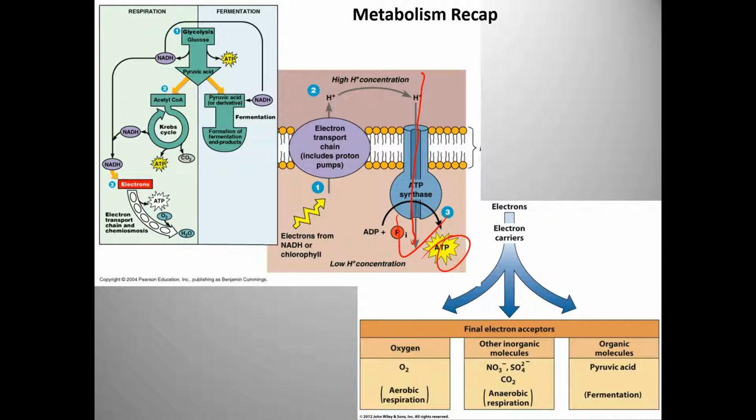Alright, and when you're talking about aerobic cellular respiration, the final electron acceptor is oxygen. For anaerobic respiration, it could be nitrate, sulfate, carbon dioxide, and then talking about fermentation, you have pyruvic acid or pyruvate as a final electron acceptor, or some other organic molecule, like, for instance, acetaldehyde.